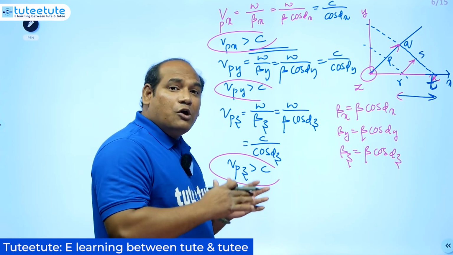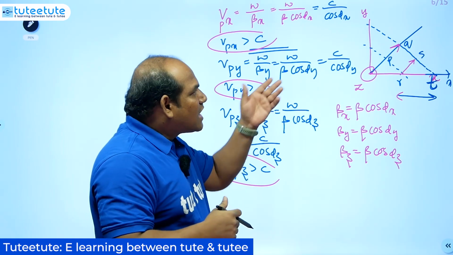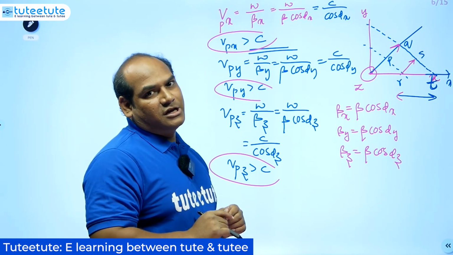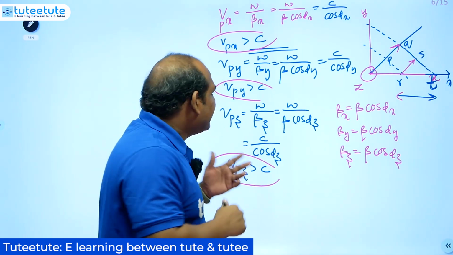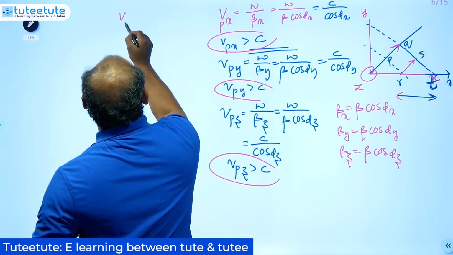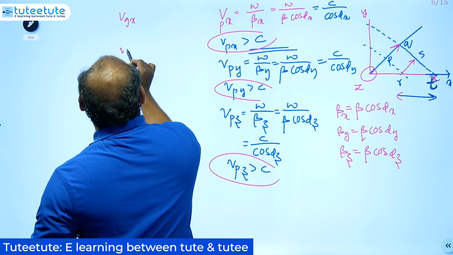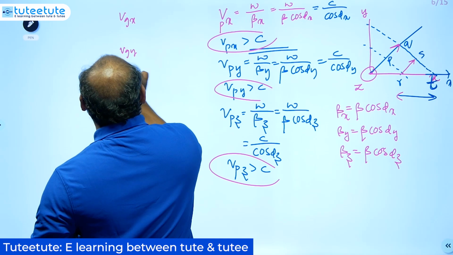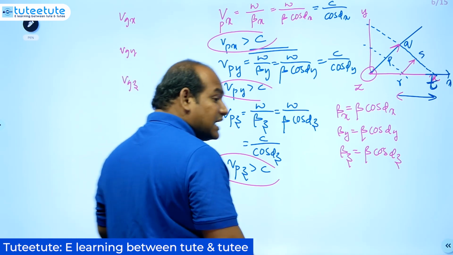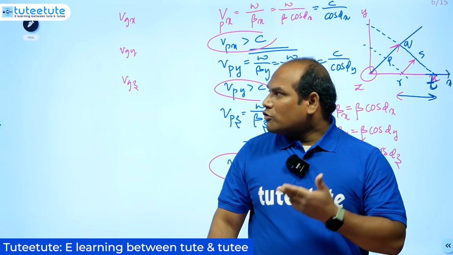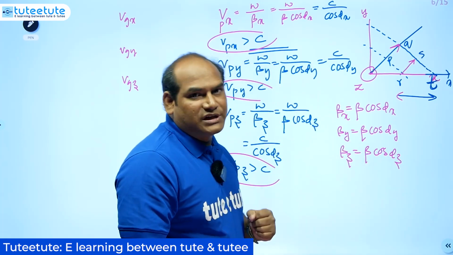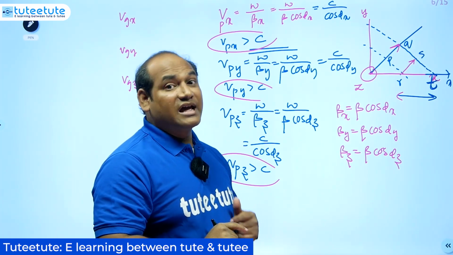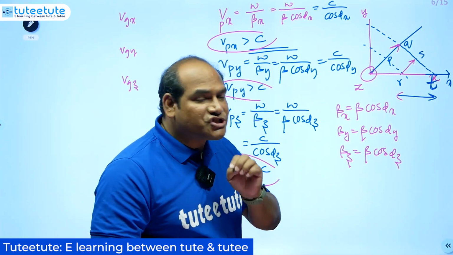But the velocity that can be taken to account for the electromagnetic wave is the group velocity. So how do we define the group velocity now? Again we have Vgx, Vgy and Vgz: group velocity along x, group velocity along y, and group velocity along the z axis. Now how do we take it? This group velocity is actually the component, the component value or the projection value we have to take.